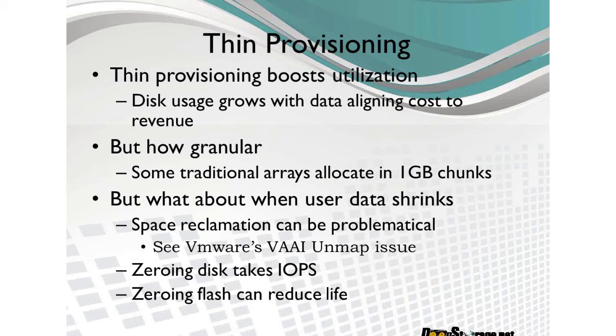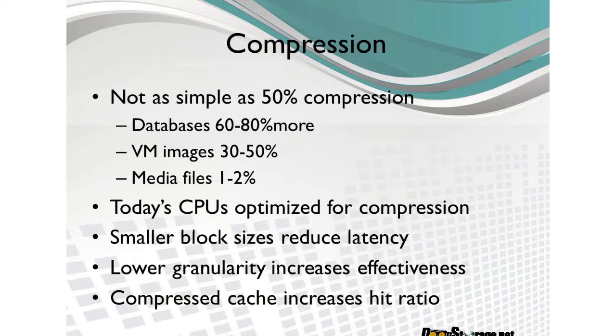Finally, VMware, in their VAAI, VMware API for array integration, implemented Unmap, a way to do space reclamation, but some disk arrays, when they received an Unmap command, would go away for minutes at a time, and so VMware temporarily withdrew that, and vendors are working on improving their reclamation process. Systems designed to be efficient from the beginning will be able to do reclamation much less problematically.